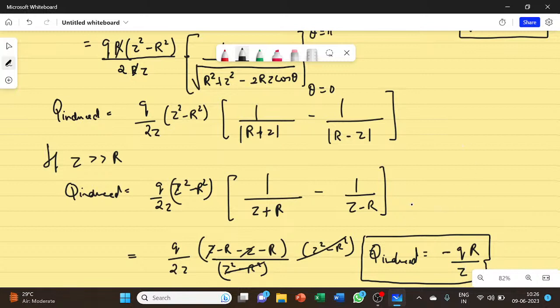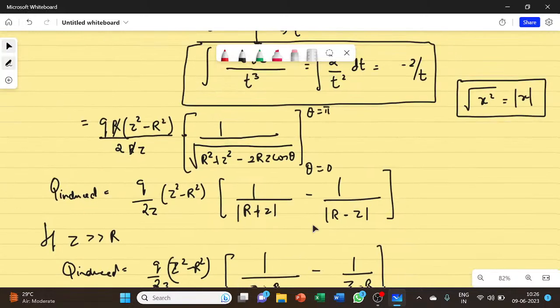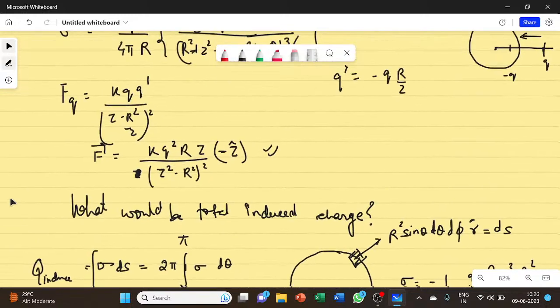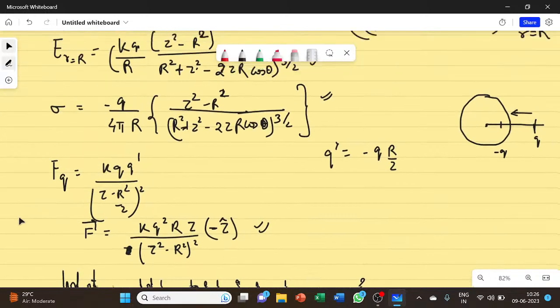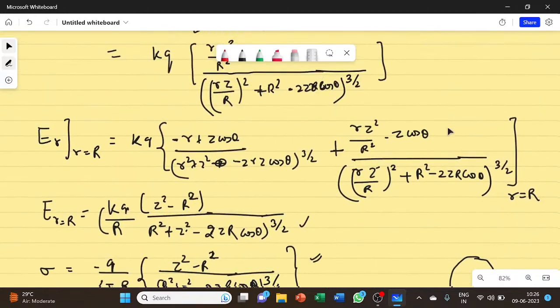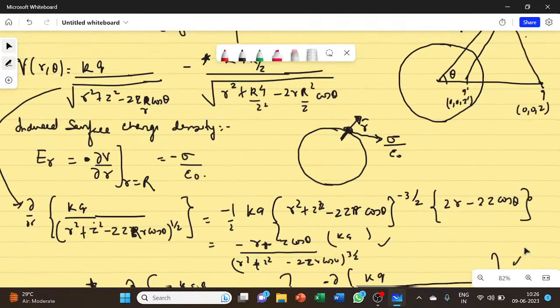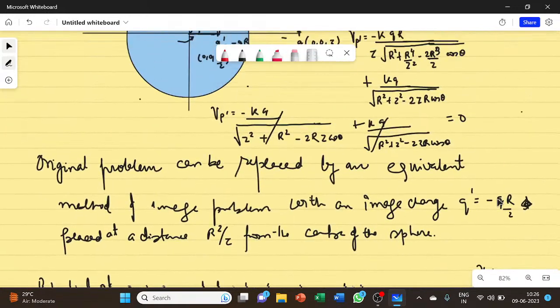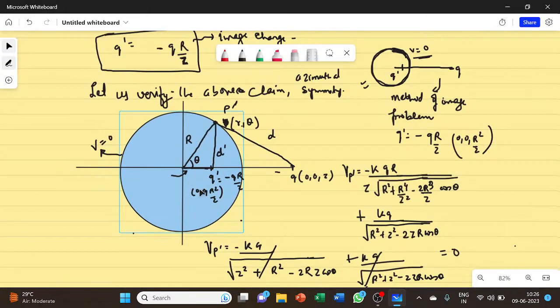So I hope this is quite lengthy. Mostly, none of these things are going to be asked in examination. My suggestion would be that you should at least remember these results, not these very lengthy results. At least remember what is the image charge. So image charge is equal to minus of QR upon Z. And another thing that you should remember is the distance, that is R square upon Z.